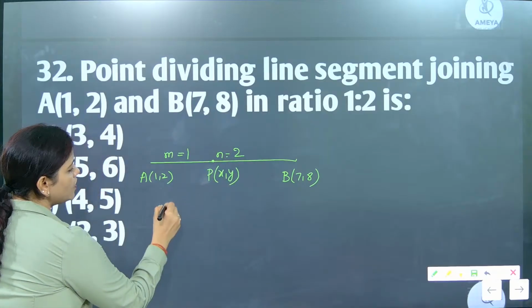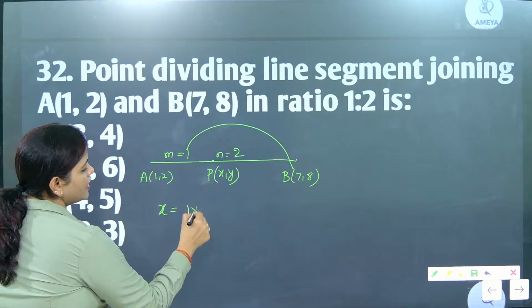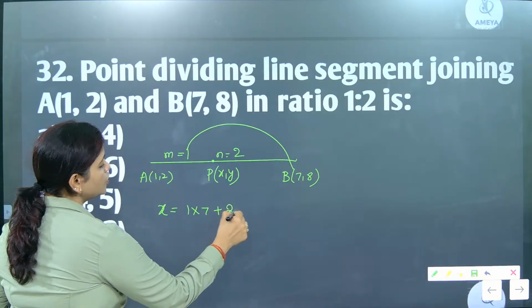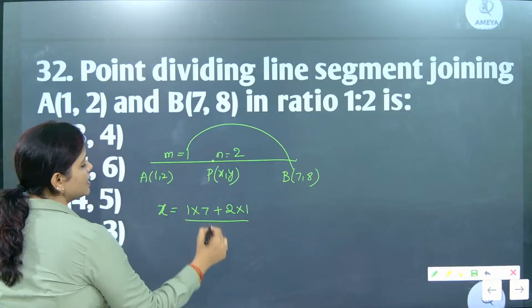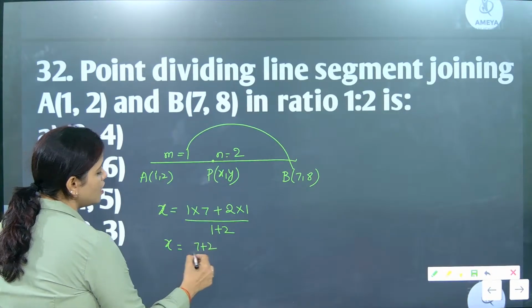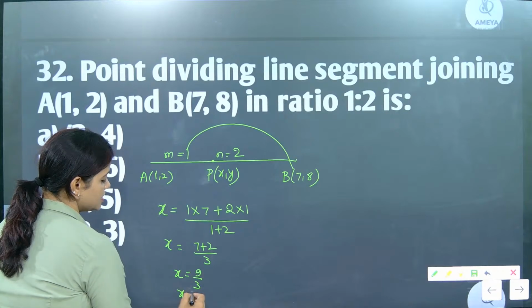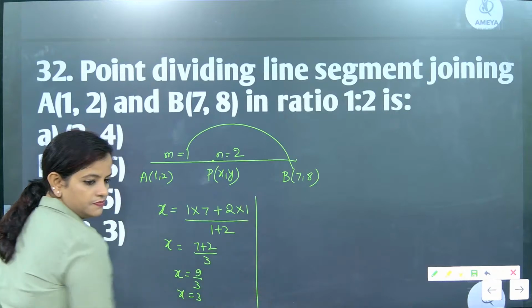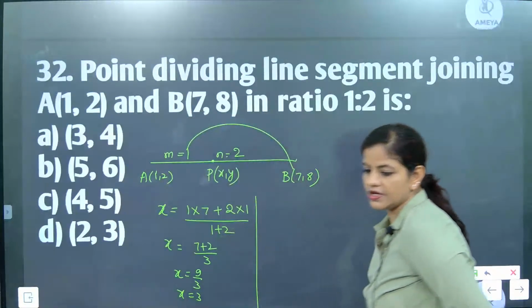So now how to find the x value? 1 will be multiplied to 7. 1 into 7 plus 2 into 1, that is 2 will be multiplied with 1, then divided by 1 plus 2. So what is the value of x coming as? 7 plus 2, 9 by 3. So x is coming as 3. Got it? x is coming as 3. Now let's go for the next one.